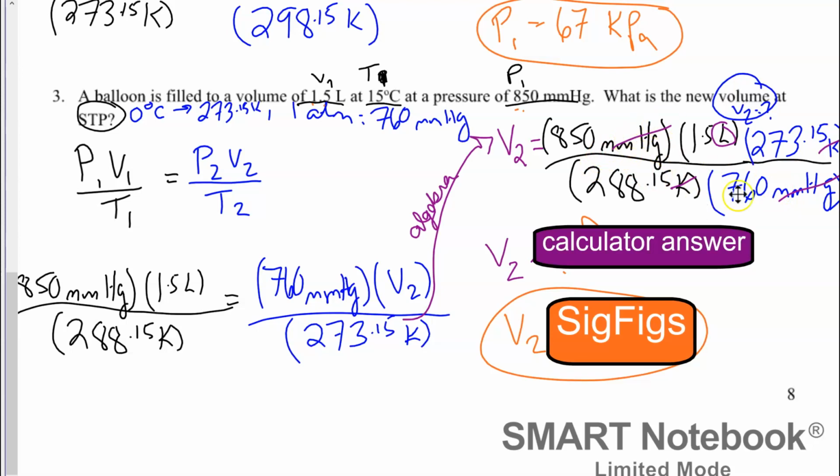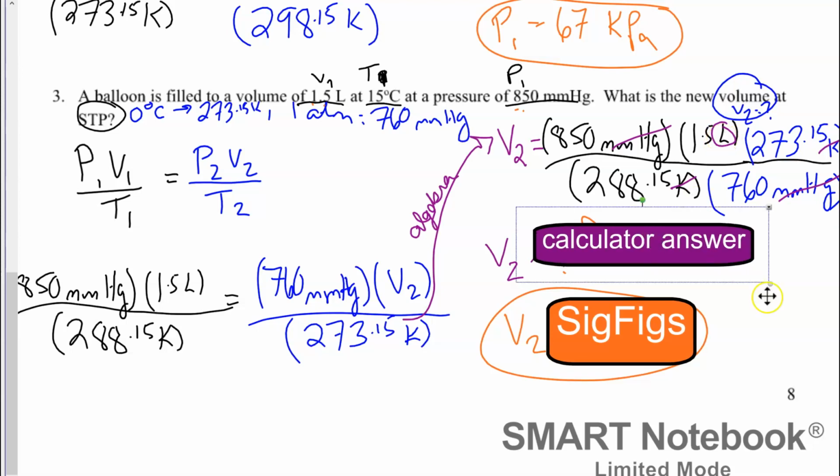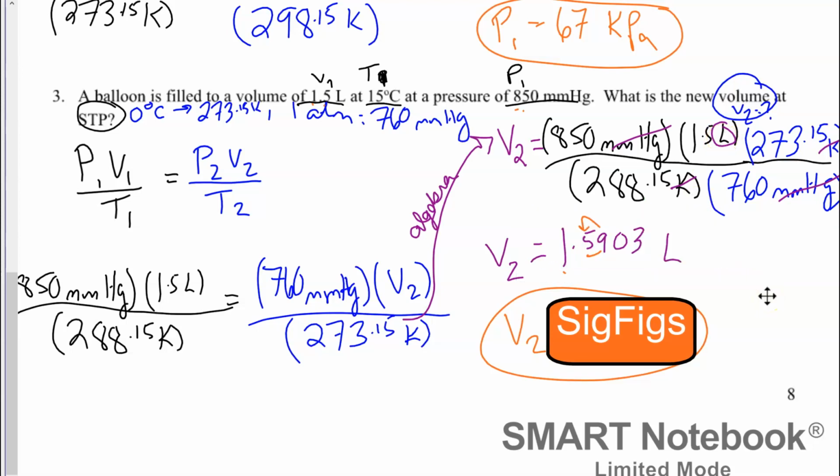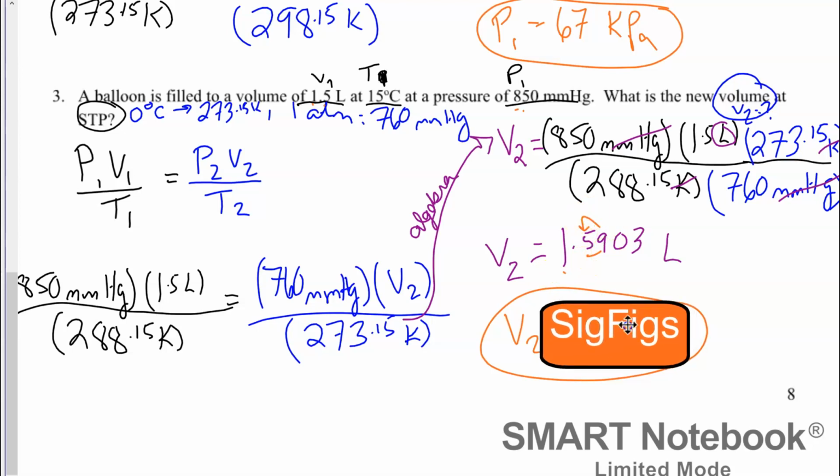If you look, the millimeters of mercury cancel, the Kelvin cancel, and we're left with liters. So we can go ahead, plug that into your calculator, and you'll get 1.5903. But how many sig figs? 2 sig figs. Look to the right. What will the 9 do to the 5? It will round up to 1.6. Good. We finished the first page of gas laws, combined gas laws.